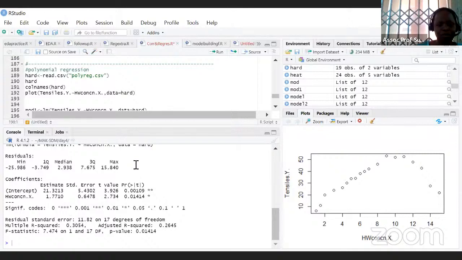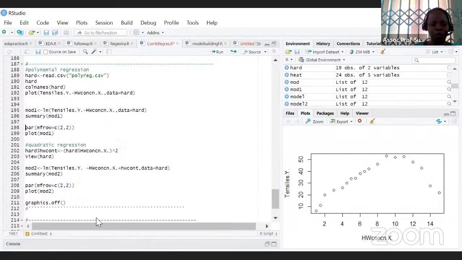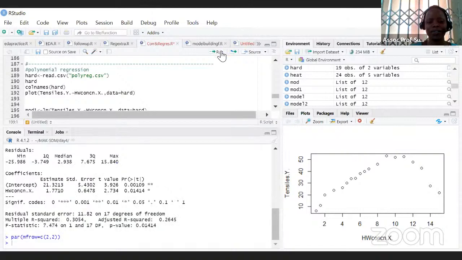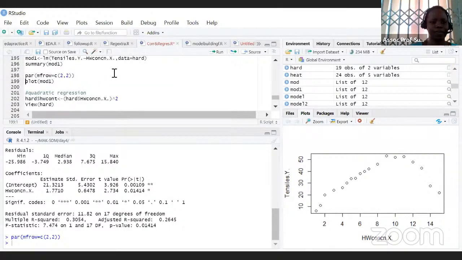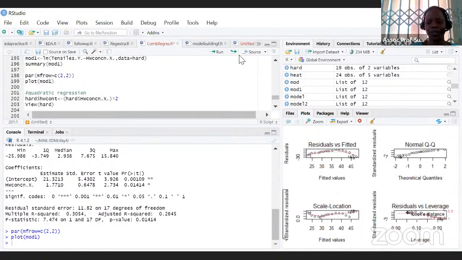So it's not really a very good model. So let's go and see. Let's look at the residual plots. In case you use a wrong model, what happens to the residual plots? So let's run lines 198 and 199. Okay, so we have our plots.